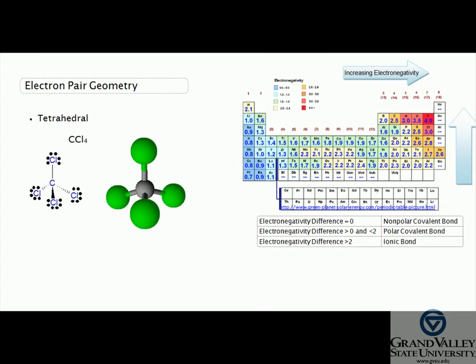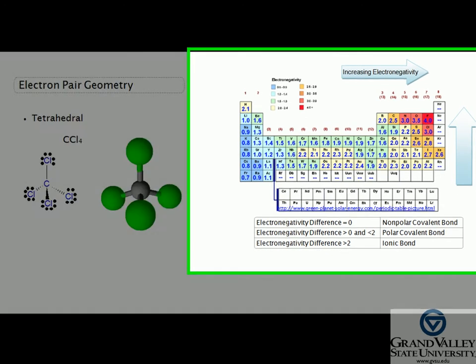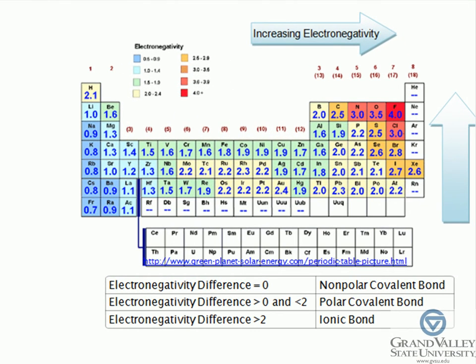Now, let's figure out which types of bonds are present in CCl4. Refer to the periodic table of elements to find the electronegativity value for each atom. Carbon has an electronegativity of 2.4 and chlorine 3.0. Chlorine, being more electronegative, will have a greater attraction for the electrons in the carbon to chlorine bond than carbon.